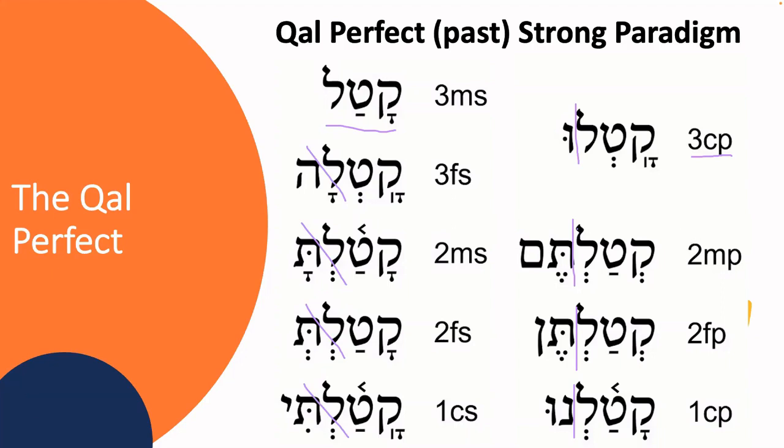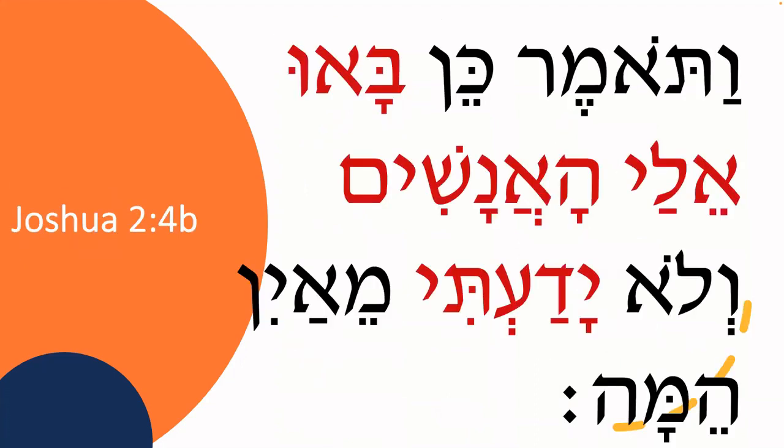So just keep working on committing that chart. I would learn the pronunciation. That way, when you read a word, you can hear it. Qatal, Qatla, Qatalta, Qatalt, Qatalti, Qatlu, Qataltem, Qatalten, Qatalnu. So that's a quick review of that. We're going to keep looking at that chart and going over it.